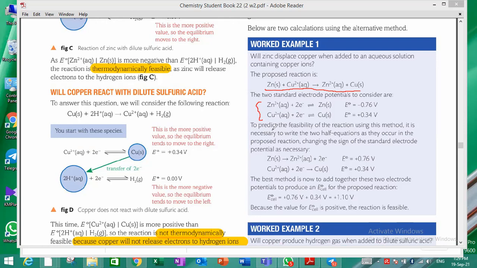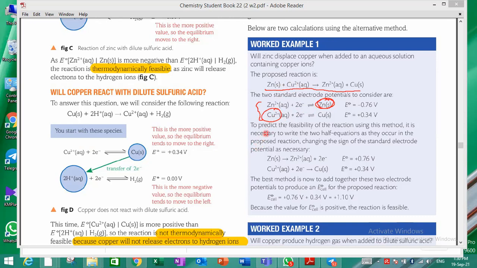Yes, why? Because we choose what? How did you know that? You have chosen the one on the top right, reacting with the one on the bottom left, isn't it? Yes. So this means that yes, zinc can react with copper ions because zinc is present on the top right and copper ions are present on the bottom left. So yes, they can react together.